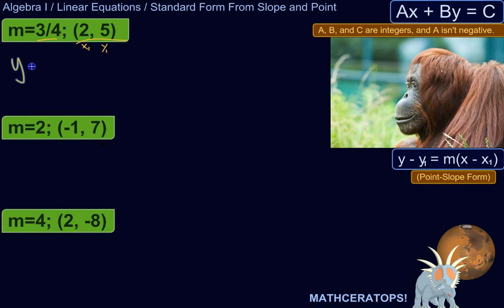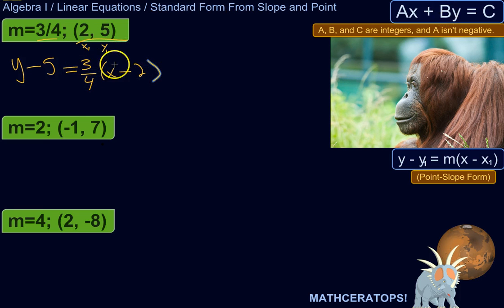Y minus the y coordinate of a point on the line is equal to the slope, we're given that. M stands for slope. 3/4 times x minus the x coordinate of the point. That's all that is. Okay? So now let's mess around with this until it looks like the standard form.